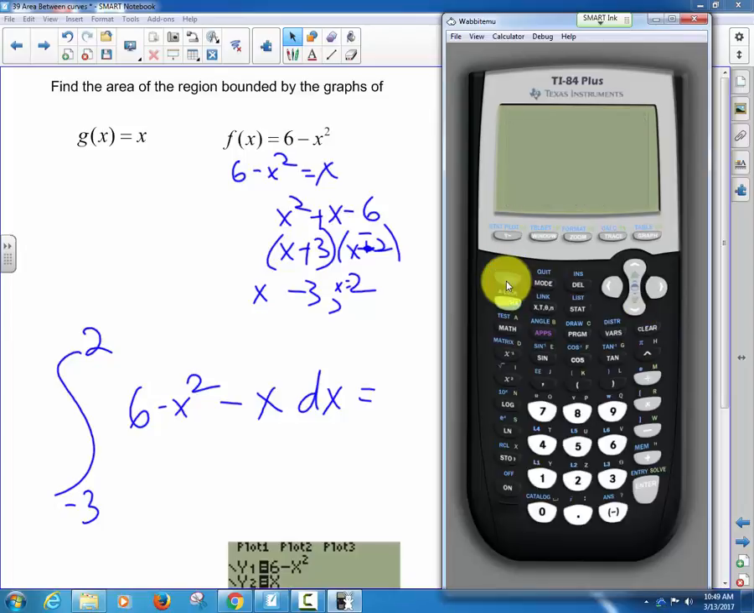All right, so I'm going to go to second, calculate, integral. Y1 is not what I'm integrating, so I want to use my down arrow. Y2 is not what I want to integrate. Y3 is what I'm wanting to integrate. So I'm going to move to Y3. Now, what's the lower limit? -3. What's the upper limit? +2. And I get 20.833. Math, enter, enter. We press math, enter, enter. 125 over 6. That should be what I get for my answer.